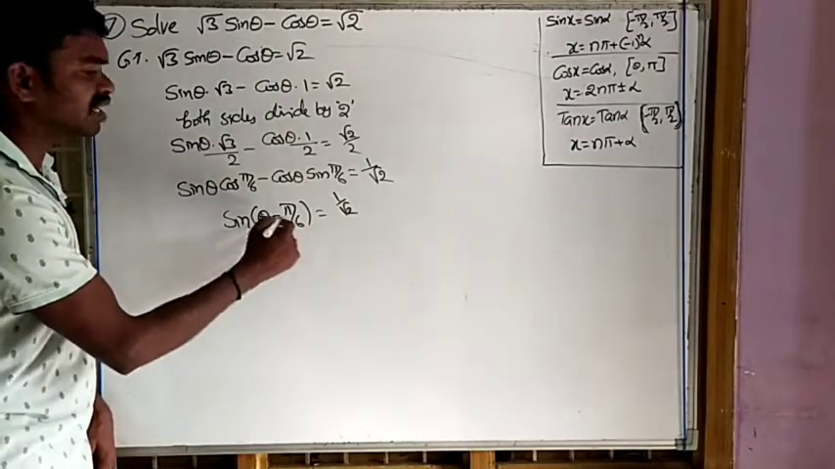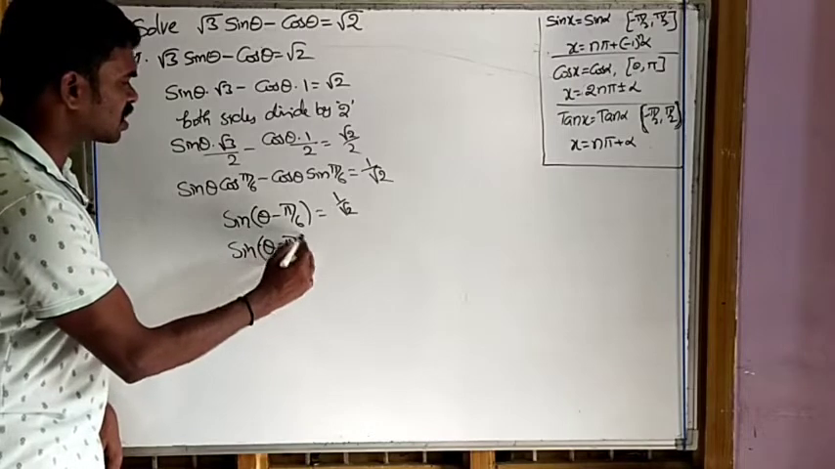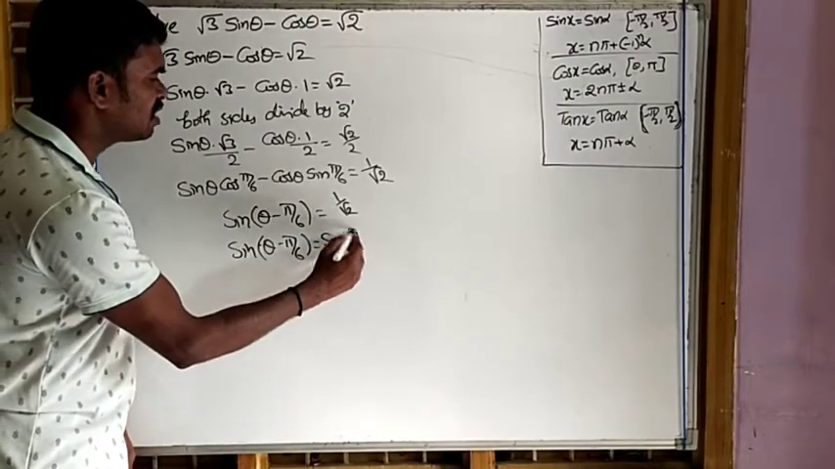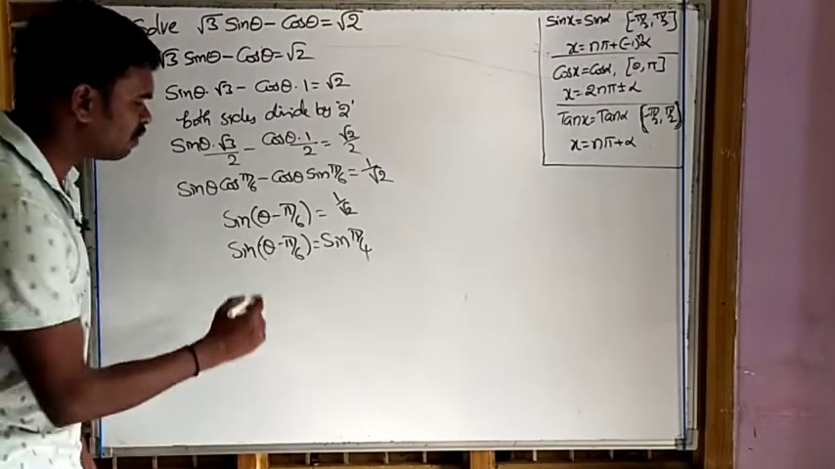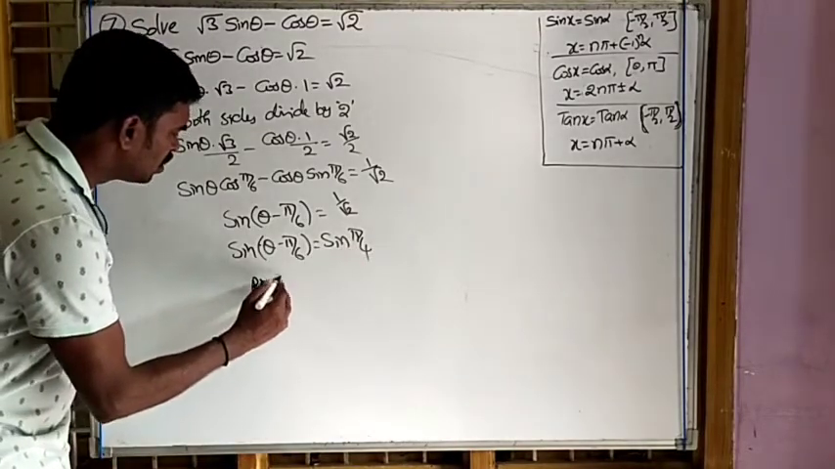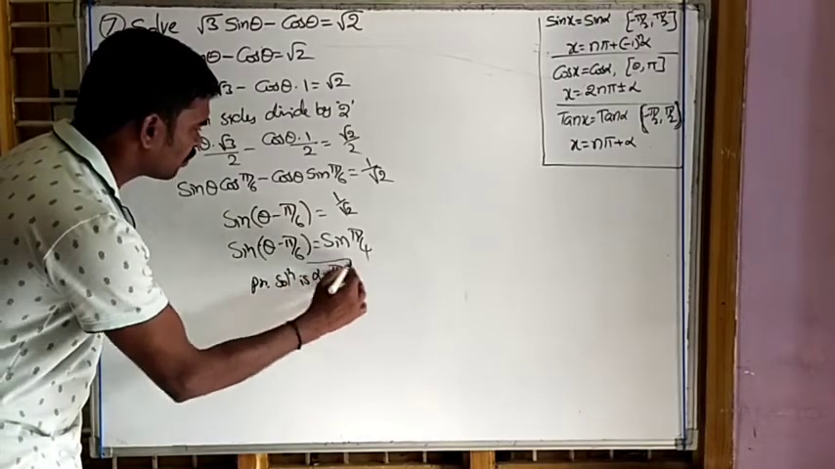So we got it almost. Instead of x we got theta minus pi by 6. Sine of theta minus pi by 6 is equal to 1 by root 2, which in terms of sine is sin 45. Very good. What is the principal solution? Yes, good, pi by 4. So the principal solution is alpha equal to pi by 4.